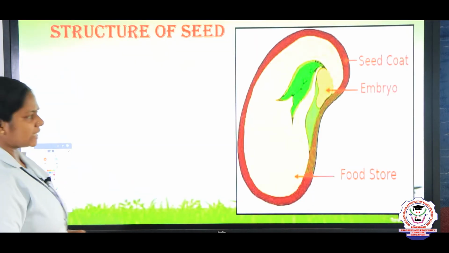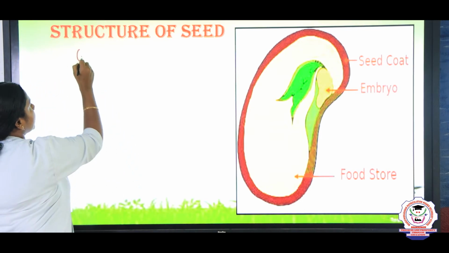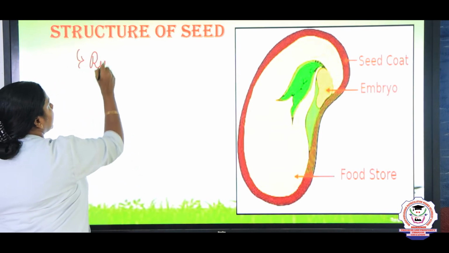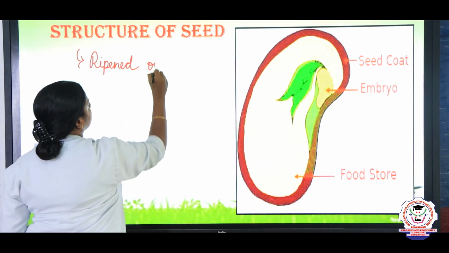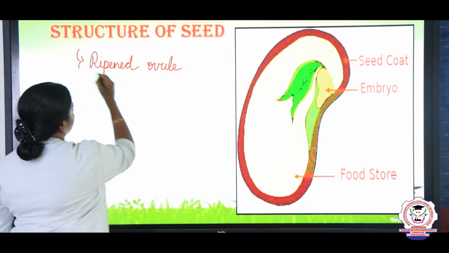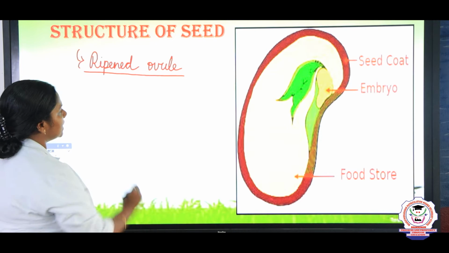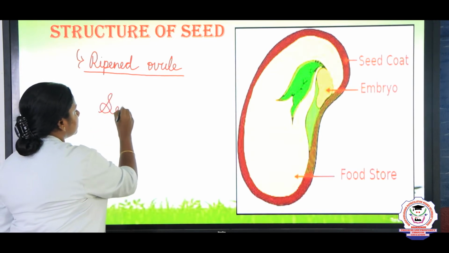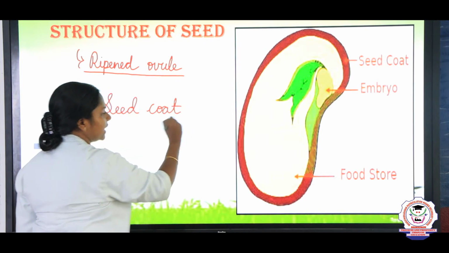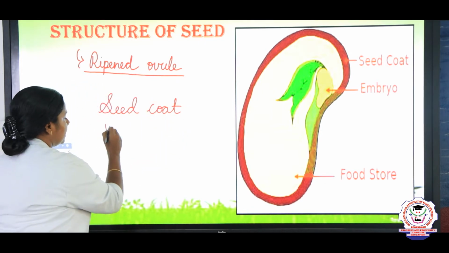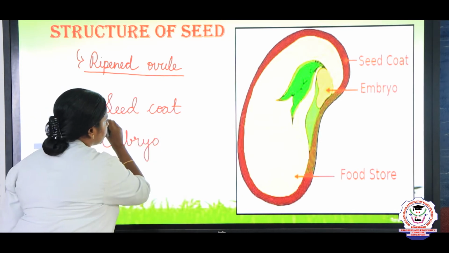So, seed is a ripened ovule. They may ask in 2 more questions children. What is a seed? Seed is a ripened ovule. And seed consists of 2 main parts. One is a seed coat. Seed coat in the sense outermost part of the seed, right? And another one, inside it possesses an embryo. So, what are the 2 main parts of the seed?